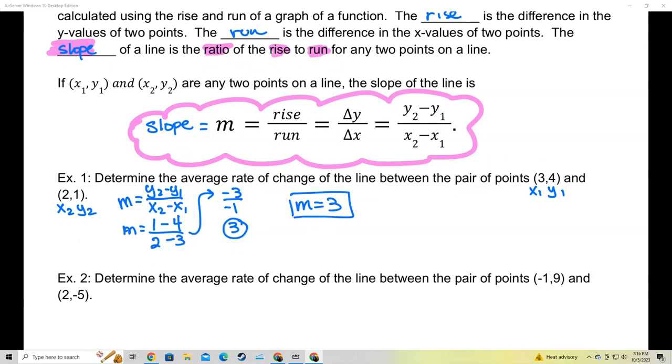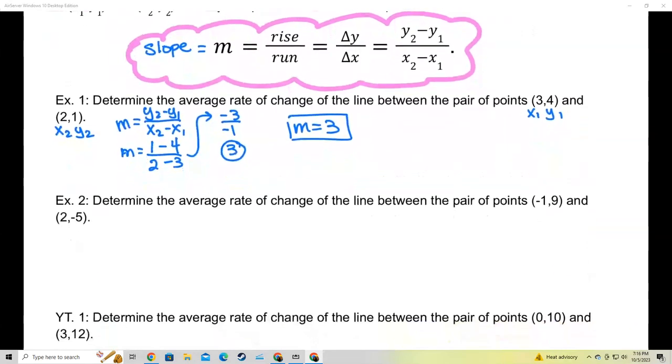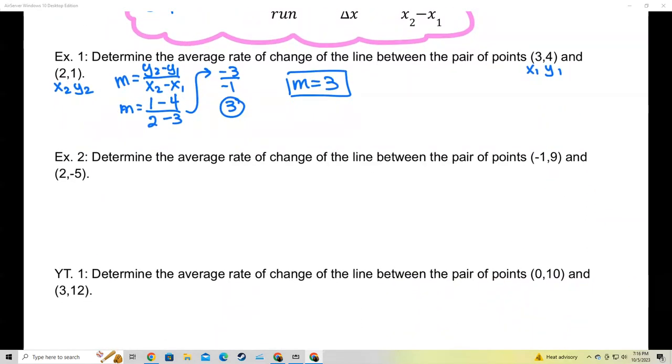All right, let's move on to the next one. It says determine the average rate of change of the line between the pair of points (-1, 9) and (2, -5). Again, same concept. If I want to find my slope or my rate of change, that's going to be y2 minus y1 over x2 minus x1.